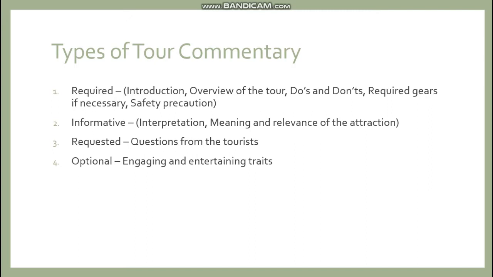And then requested are those questions from the tourists. Of course, after you deliver your commentary, at least one of the group should have a question, and it could be regarding what you have told them in your informative commentary, or just simply asking you where the toilets are, and so on.